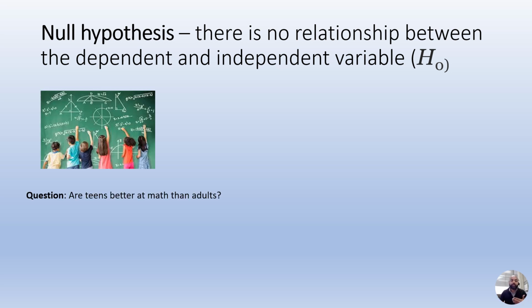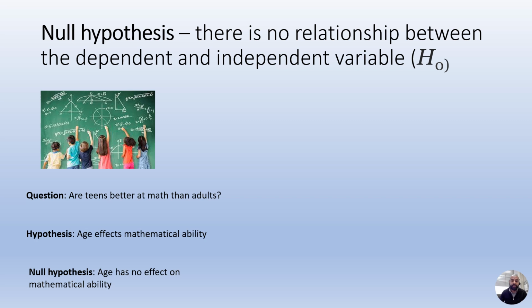So let's take an example of null hypothesis. Let's say your research question is, are teens better at maths than adults? So here your hypothesis will be that age does affect the mathematical ability. And null hypothesis will be the opposite of hypothesis, or you can say the anti-hypothesis, where we say that age actually has no effect on mathematical ability. So the hypothesis is that age affects mathematical ability, and null hypothesis is that age has no effect.